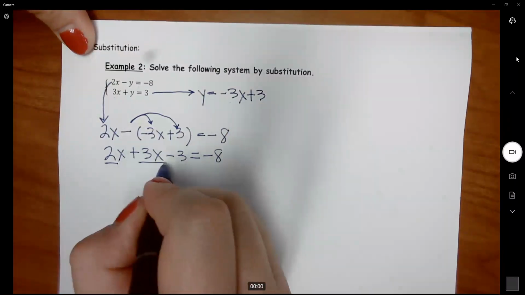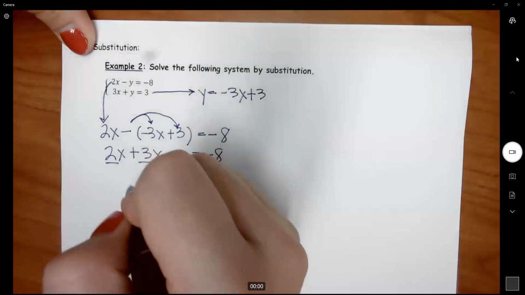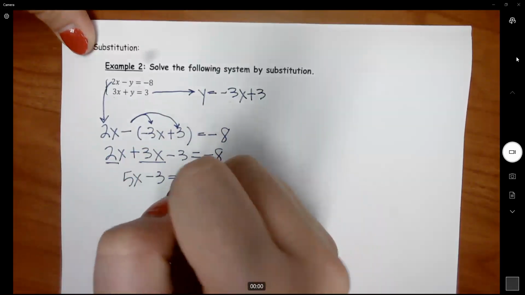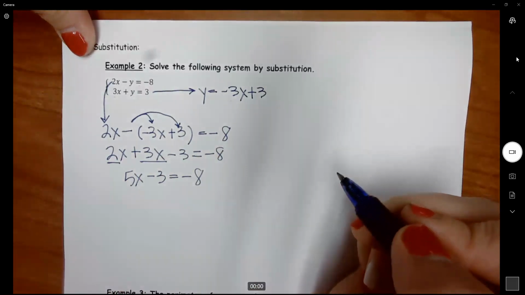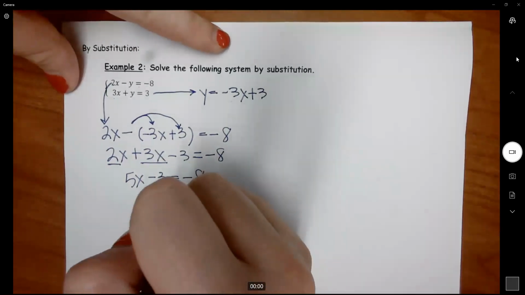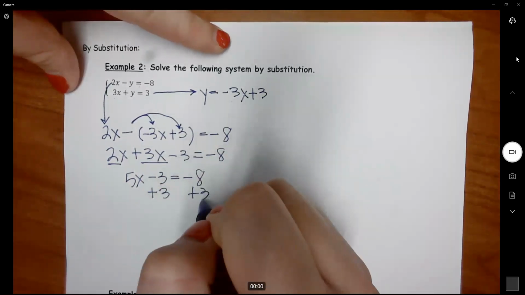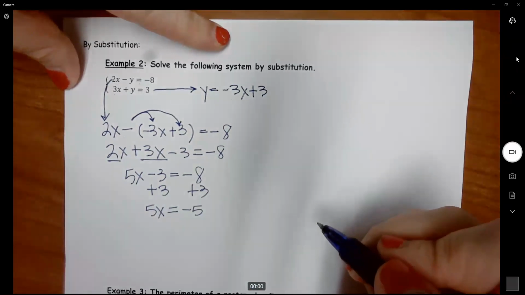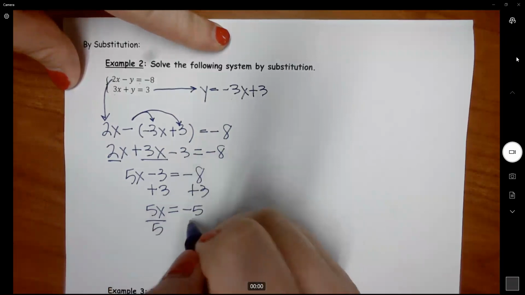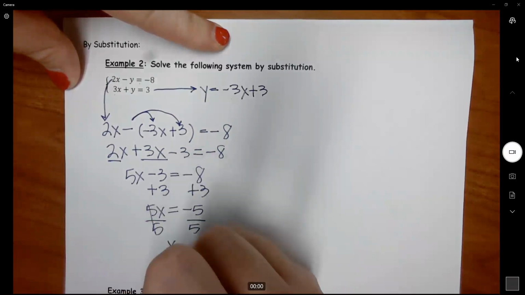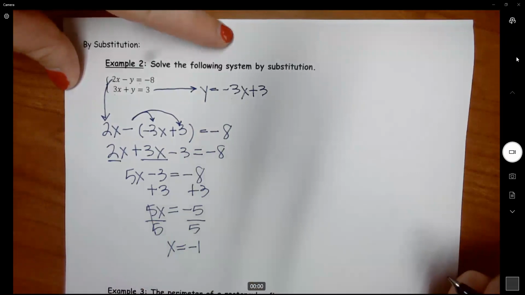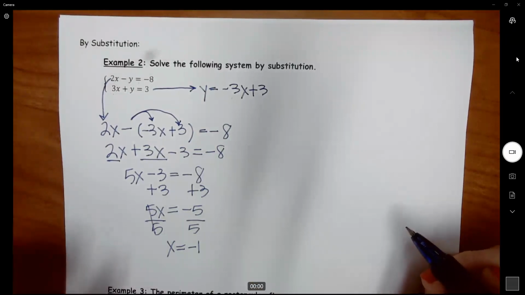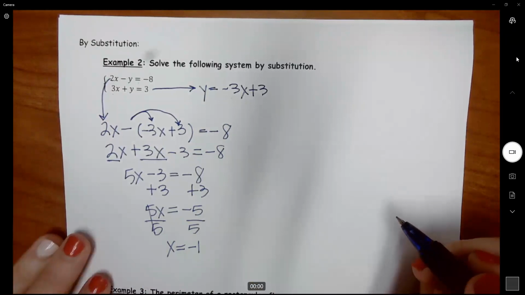I'm going to combine my like terms. 2 plus 3 gives me 5x. Bring everything else down. And now I have a two-step equation. So I'll add 3 over. 5x equals -5. Divide by 5, and x equals -1. We are not done, because when these cross, we need an x and a y coordinate.